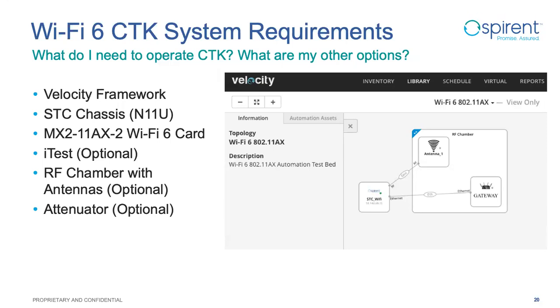An RF chamber with antennas is, again, optional. Many of our customers already have their own chambers, and there are a number of different vendors out there for those. Some have anechoic chambers where they do this type of testing. An external attenuator is also an additional option. A lot of customers, instead of using the built-in attenuation inside the STC, may choose to have an external digital attenuator, and we have the integration points for that inside our test automation.